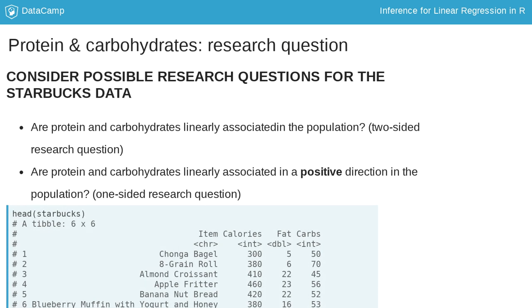The variables in the Starbucks dataset include calories, fat, carbohydrates, fiber, and protein. If interest is in determining a linear relationship between two of the variables, we can approach the linear model investigation in two ways, with a one-sided or two-sided hypothesis. A two-sided research question investigates whether the two variables are linearly associated in the population. A one-sided research question, in this scenario, investigates whether the two variables have a positive linear association. In order to avoid excess false positives, the research question is always decided on before looking at the data.